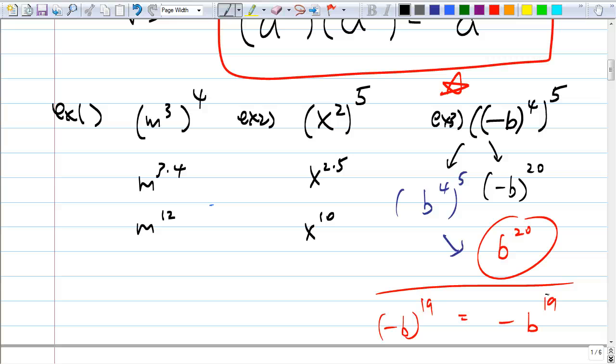Of course, it's going to be negative. Do you see that? Whereas in the other case, if the negative base is to an even power, of course the whole thing becomes positive. Is that okay, guys?